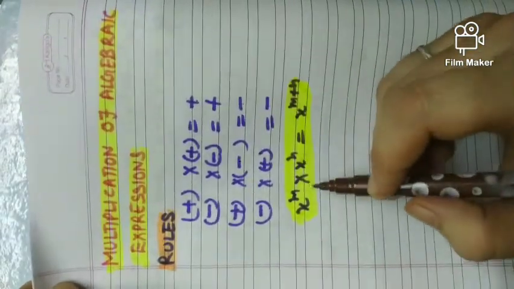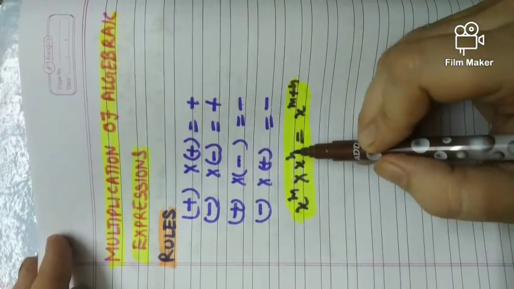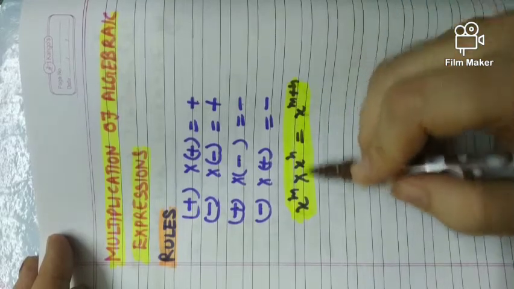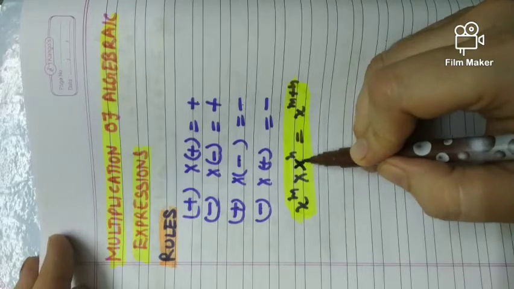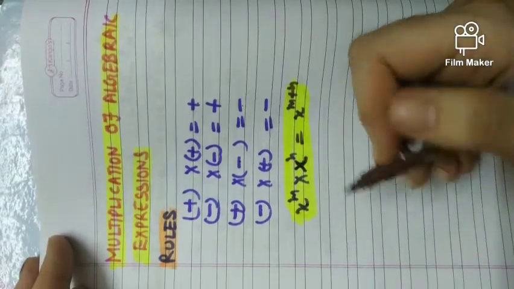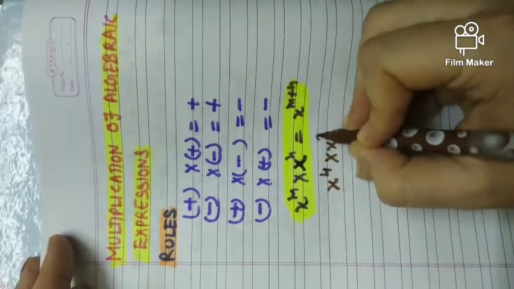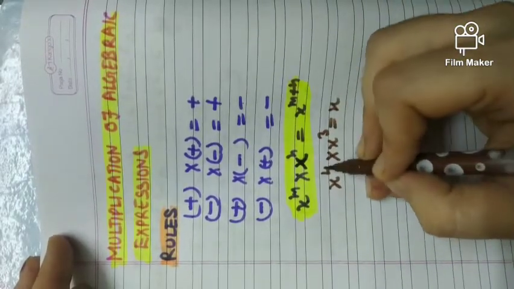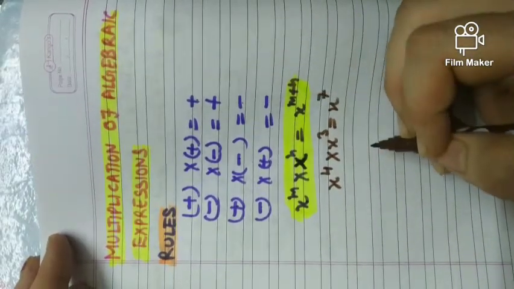And the most important rule we have done in exponents: x raised to the power m into x raised to the power n will be equal to x raised to the power m plus n. Beta, whenever bases are the same and we are going to multiply them, powers will be added. For example, I am multiplying x raised to the power 4 with x raised to the power 3. So what will be the answer? X is the same, base is the same, power will be added. So 4 plus 3 is 7. So the answer will be x raised to the power 7.